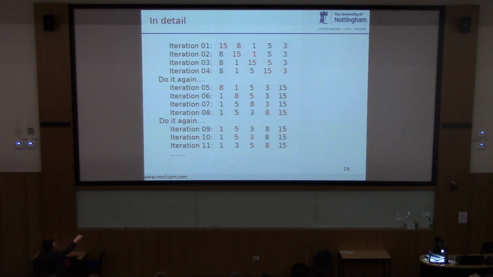We now look at 15 and 1. They're the wrong way around, so we swap them. We now have 8, 1, 15, 5, 3. We now look at this pair of numbers, and we see that they're the wrong way around, so we swap them. We now have 3 and 15.